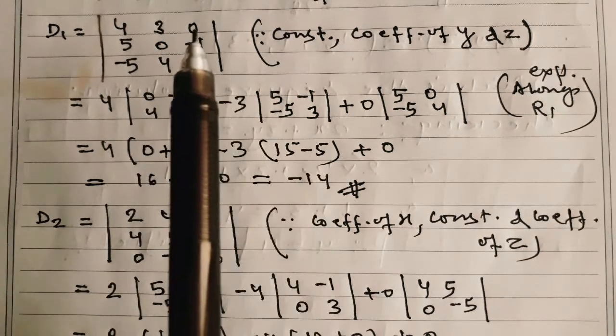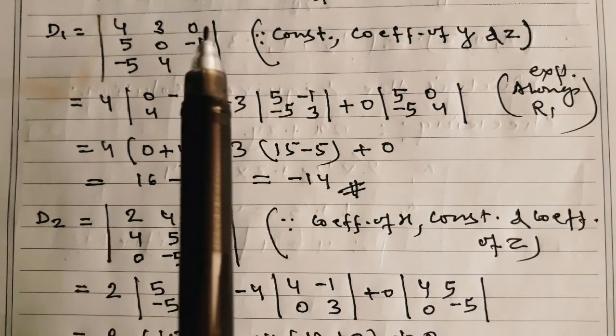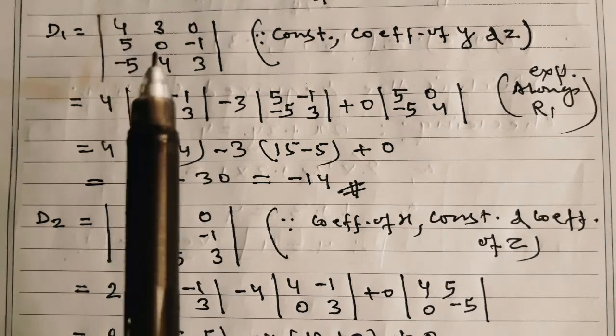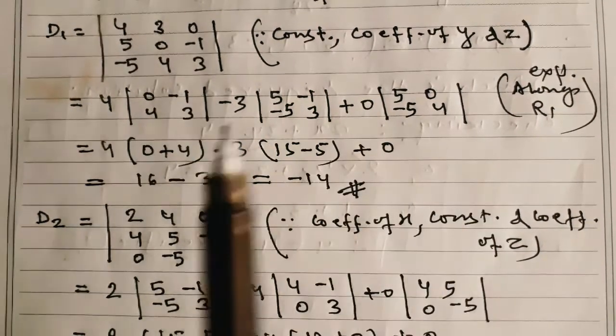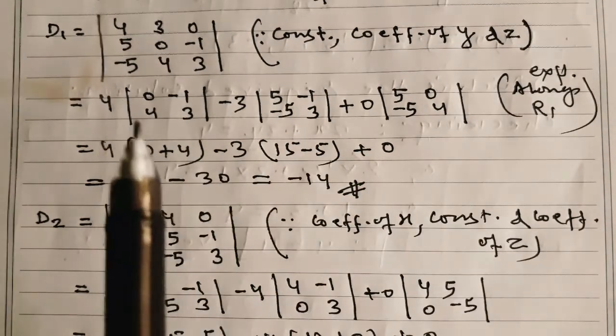Now next expanding by taking the element 0. When we expand by taking the element 0, then we have to cancel the corresponding row and corresponding column. Then the elements are 5 minus 5 0 4. Now we are going to find the value of the first, second, and third determinants.